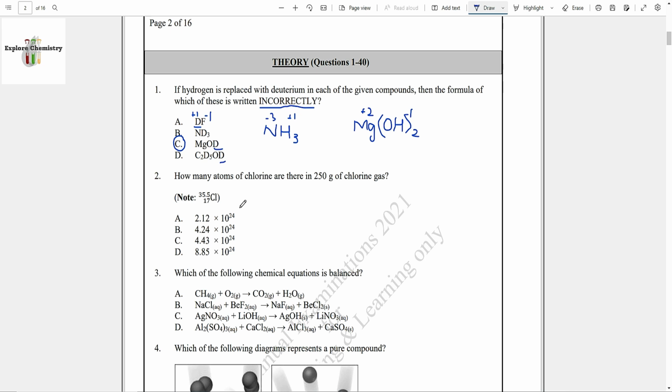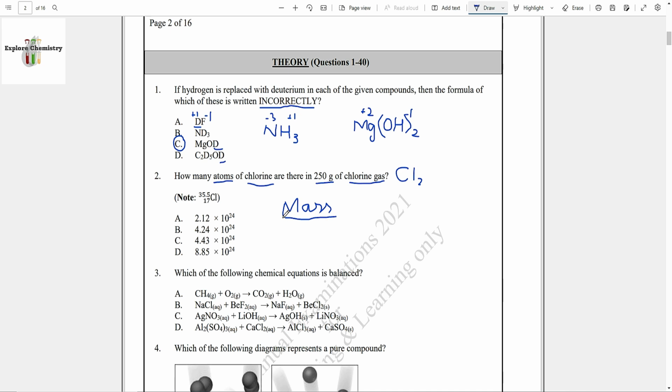Now the next question is: how many atoms of chlorine are there in 250 grams of chlorine gas? Now see, they have asked the number of atoms of chlorine, but they have given the mass of chlorine gas, and the chlorine gas formula is Cl2, because these gases are diatomic in nature. 250 grams of chlorine gas is given. The formula for finding the number of particles is mass over molar mass multiplied by Avogadro's number. Mass is given, that is 250.